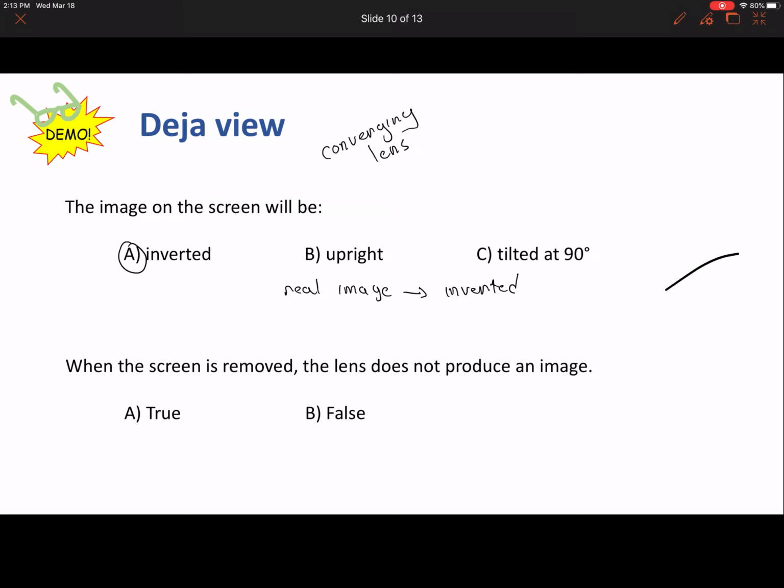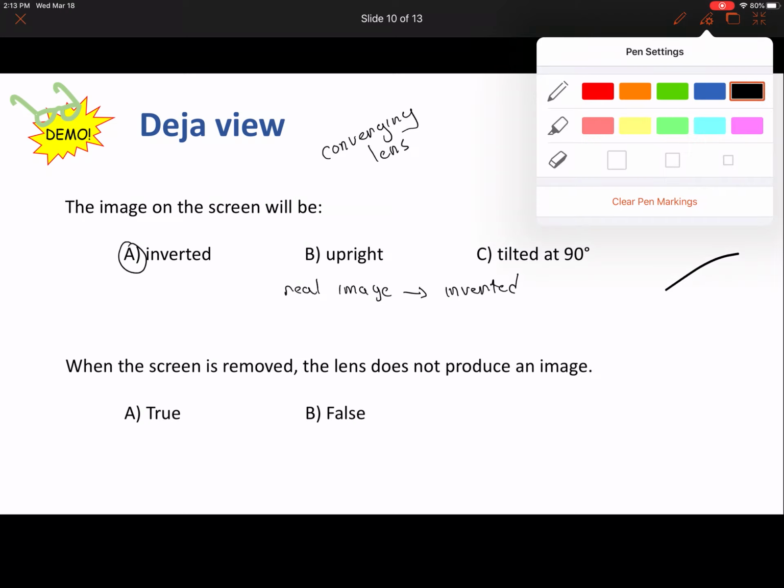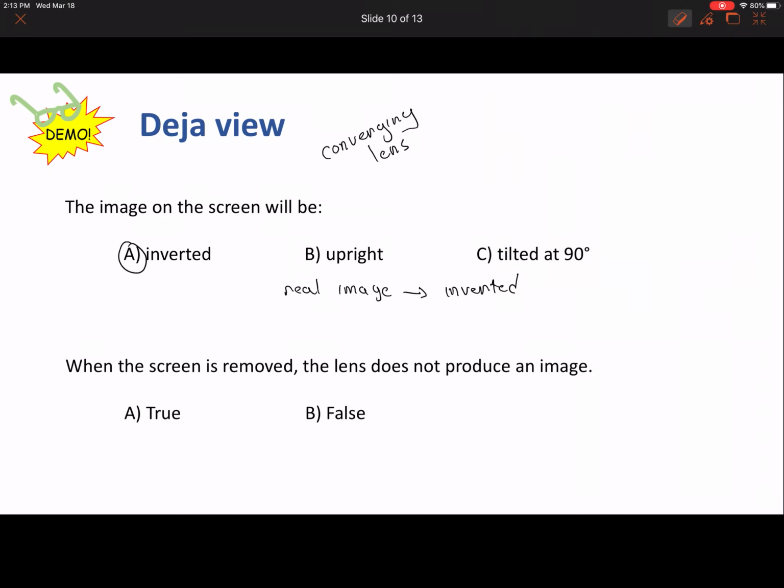When the screen is removed, so let's say we take the screen away, will there still be an image? You don't have to go watch the demo again, but do pause this lecture, go to the quiz, and give me an answer. What do you think is going to happen? If you take the screen away, will there still be an image?